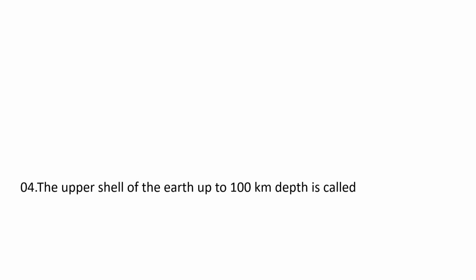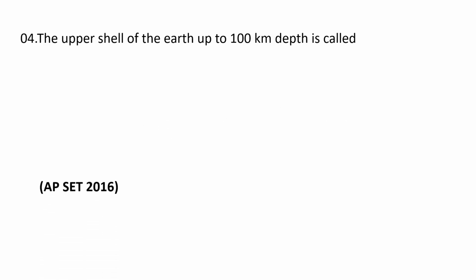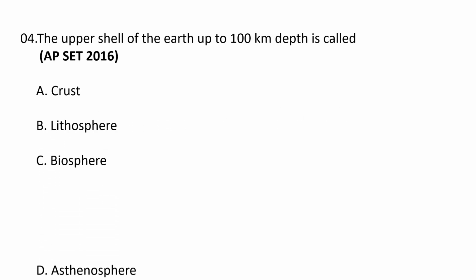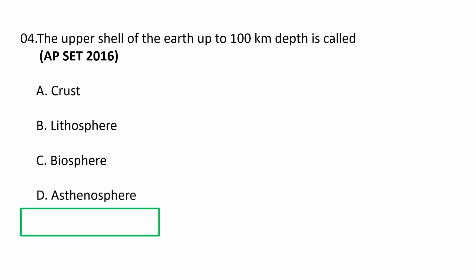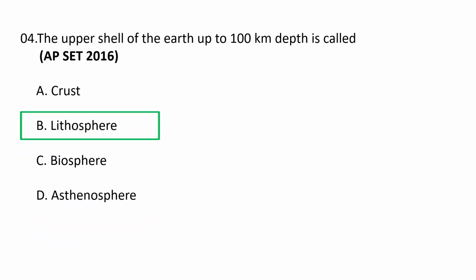Next question. The upper shell of the earth up to 100 kilometers depth is called A. Crust, B. Lithosphere, C. Biosphere and D. Asthenosphere. The upper shell of the earth up to 100 kilometers depth is called as a lithosphere. It is a rigid rock layer that includes the earth's crust and the uppermost brittle part of the mantle. So this layer is broken into tectonic plates that move over the asthenosphere, which lies beneath it. So the upper shell of the earth up to 100 kilometers depth is called lithosphere. B is the correct option.